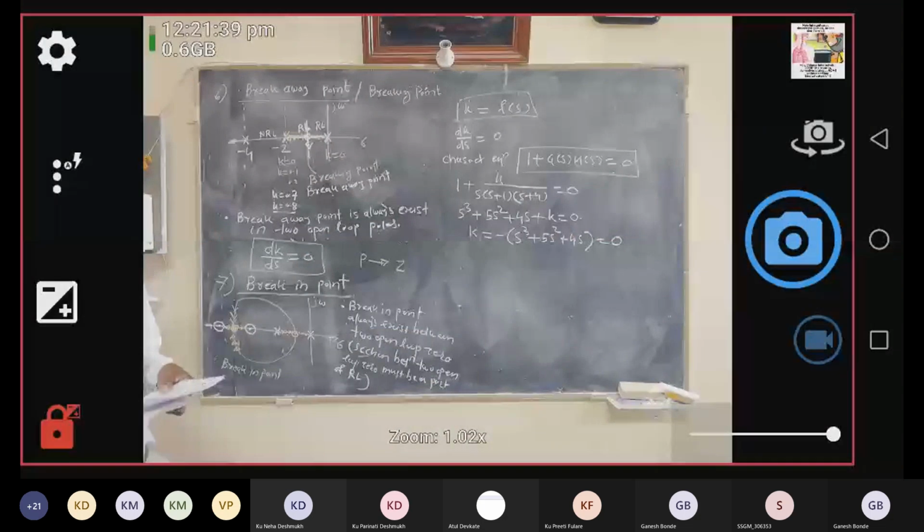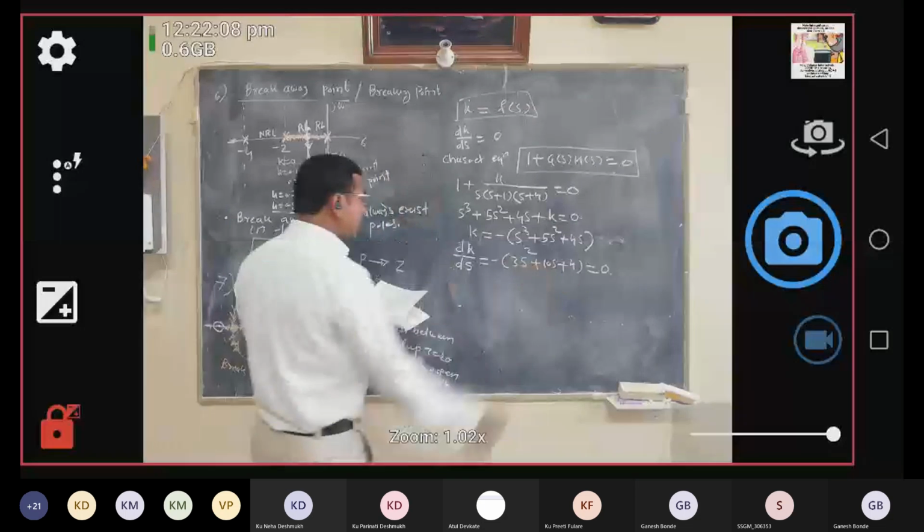Sorry, it's not 0 here. Okay, so now you just differentiate this K with respect to s. So determine, obtain dK by ds, which is equal to 0. So differentiate this equation. Here you are getting minus of 3s square plus 10s plus 4, which is equal to 0. So when you equate it to 0, find the roots of this equation. Here you are getting 3s square plus 10s plus 4 equal to 0. So find the roots of this equation.